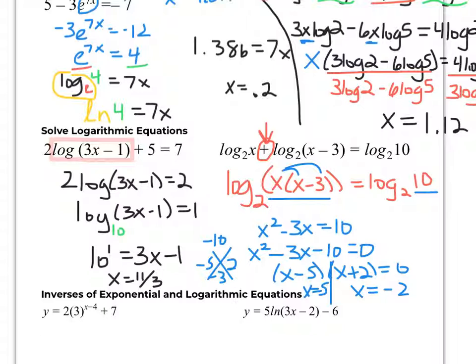With these, we need to check and see if that makes any of my arguments negative. So if I plug in 5, I get 5, and 2, so that one's good. But when I plug in negative 2, my first log is going to be negative, as well as my next one. So my only solution for this problem is 5, not negative 2.